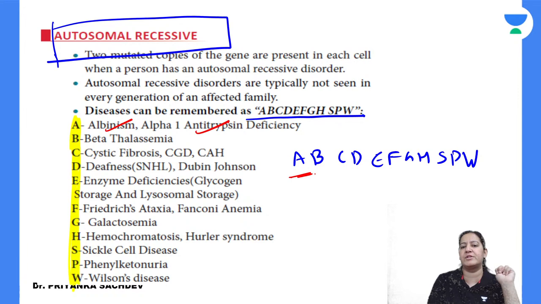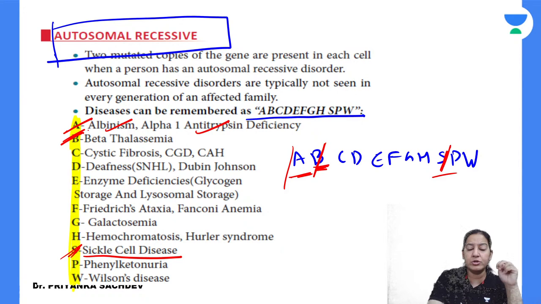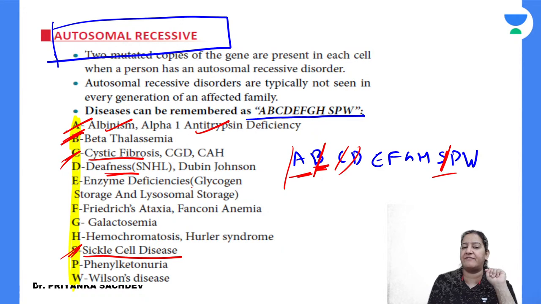It is a type of anemia. S is sickle cell anemia, also a type of anemia. So beta thalassemia as well as sickle cell anemia, both are hemolytic anemias, and both are examples of autosomal recessive. C: the main disease is cystic fibrosis. D is deafness, sensorineural deafness. It was a question a few years back, I guess two years back, in FMG. Also Dubin-Johnson. D is Dubin-Johnson. E is enzyme deficiency.